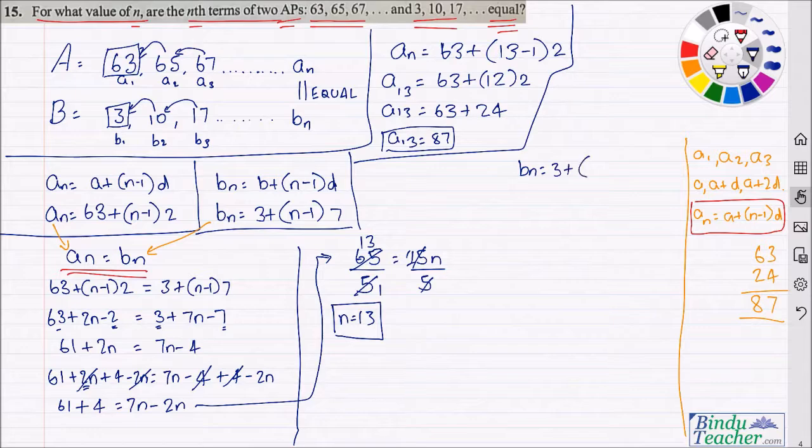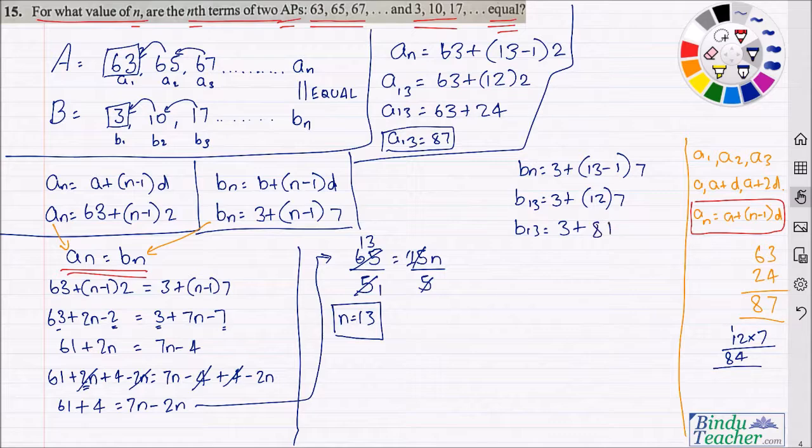3 plus 13 minus 1 into 7. B of 13 equals 3 plus 12 into 7. So we have 12 into 7, 7 into 2 equal to 14, and we have 8, 84. So 84 plus 3, we get 87.